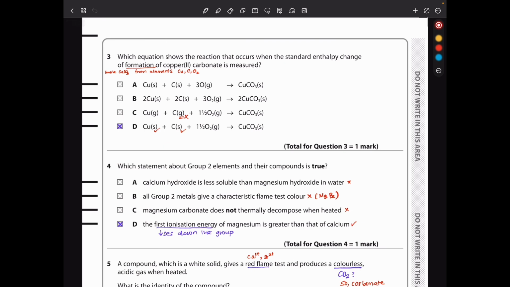In question 3, which equation shows the reaction that occurs when the standard enthalpy change of formation of copper(II) carbonate is measured? Now when they say standard enthalpy change of formation, it means 1 mole of copper(II) carbonate is formed from its elements. Since it's copper(II) carbonate, we'll need copper, which is a solid, carbon solid, and oxygen, which is a gas. So here carbon being a gas is out. And here we're forming 2 moles, that is out. The part here where oxygen is O and not O2, oxygen should be O2, that is also out. So the answer should be this one here, D.